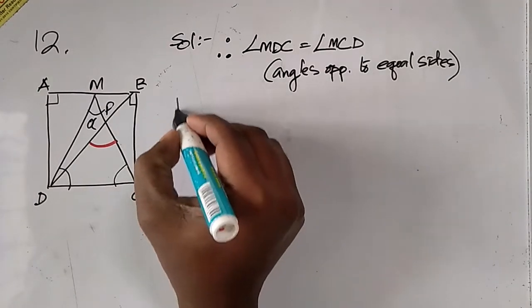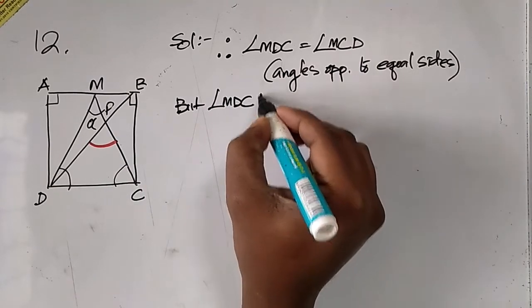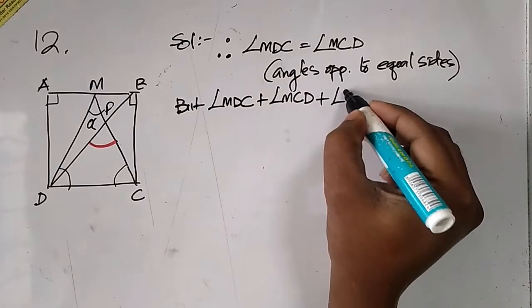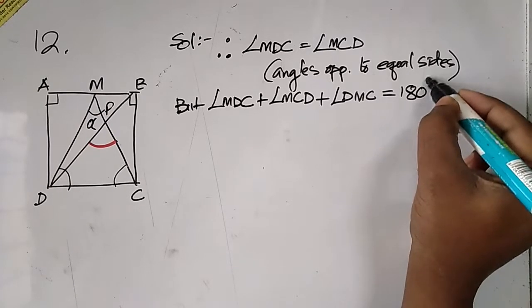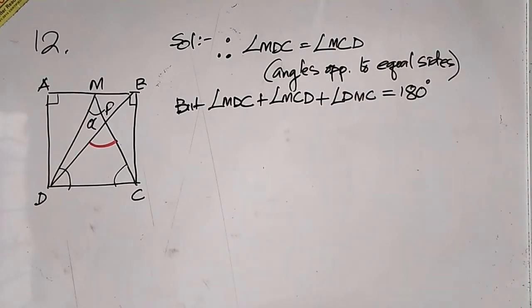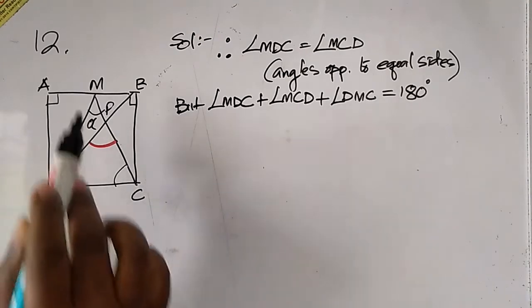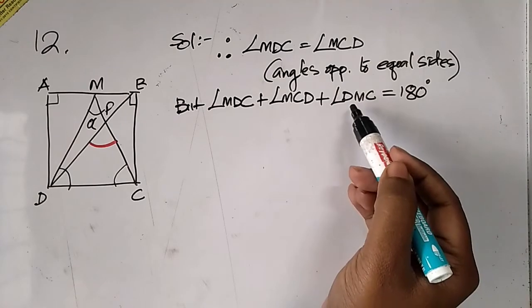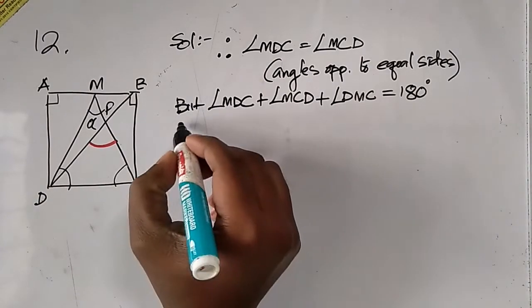So we'll have to mention here, angle MDC plus angle MCD plus angle DMC should be equal to 180 degrees. Okay, we know one of the angles, right? That is DMC, which is given as alpha. So DMC will be written just as alpha. This is how we'll be writing it.